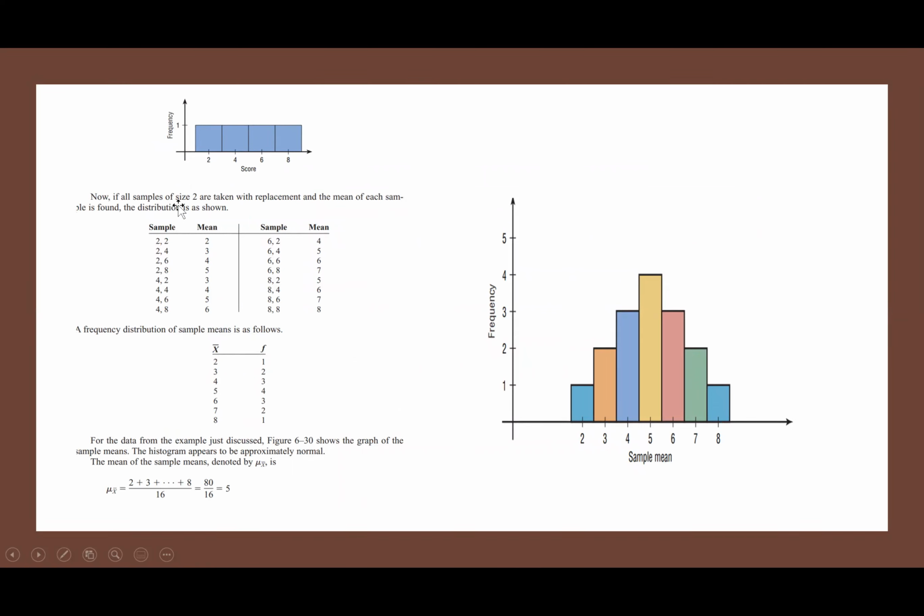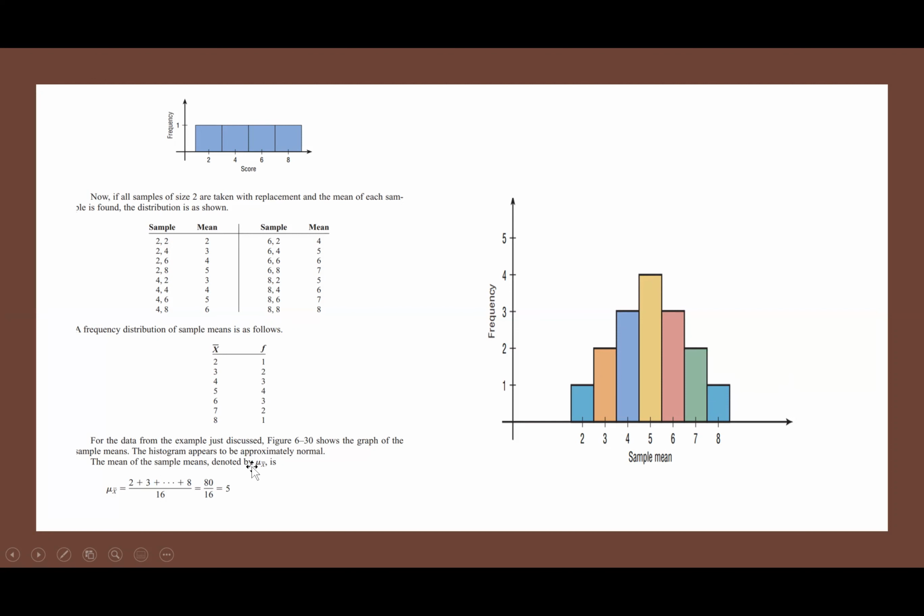Now, if all samples of size 2 are taken with replacement and the mean of each sample is found, the distribution is shown. This is the sample, and we have taken the mean. Now we define the frequency distribution of the sample means. 2 comes 1 time, 3 comes 2 times, and 4 comes 3 times. From the example, this figure shows the graph of the sample means. The histogram appears to be approximately normal.